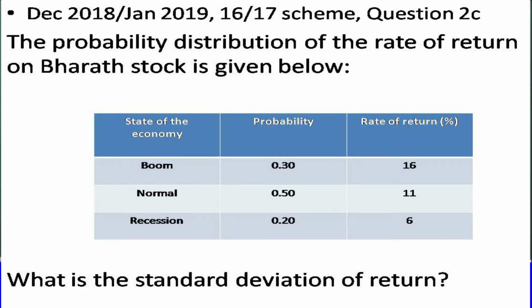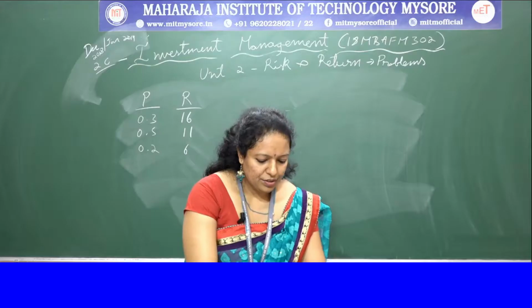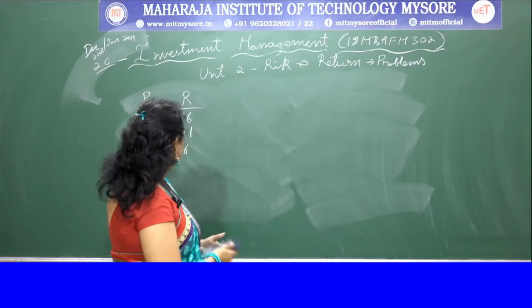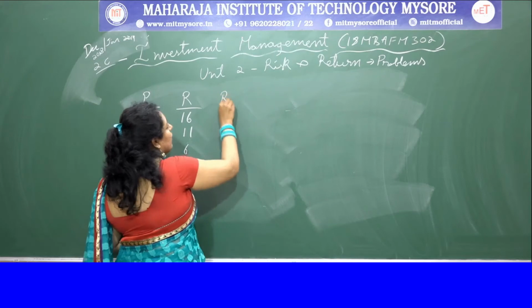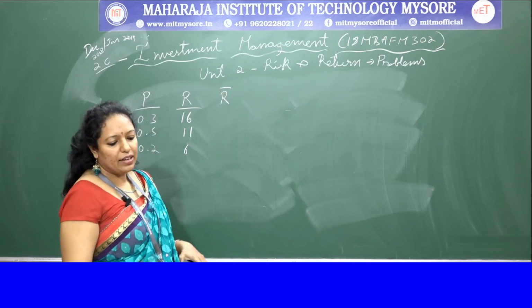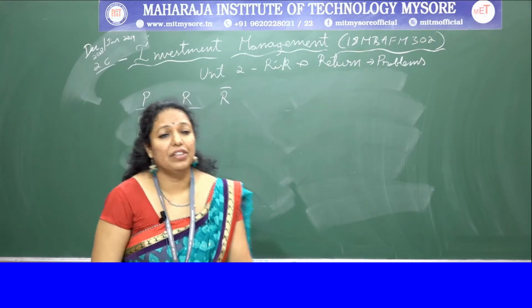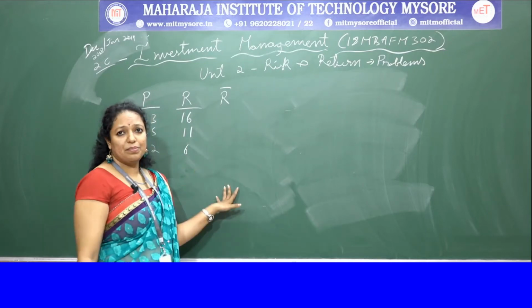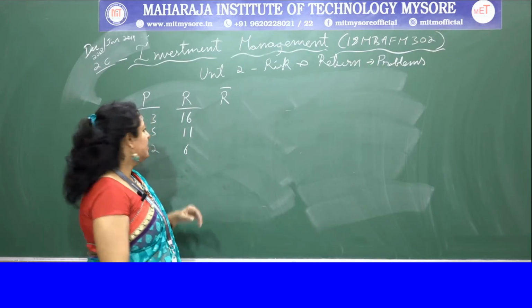So let's write the probability. Probability is 0.3, 0.5 and 0.2, and they have given the return. Return is 16, 11 and 6. So this is the return which is given. So we'll take our calculator and we'll calculate R bar. They have asked us to do the standard deviation also. So we have to calculate the expected return, then we have to calculate the standard deviation.